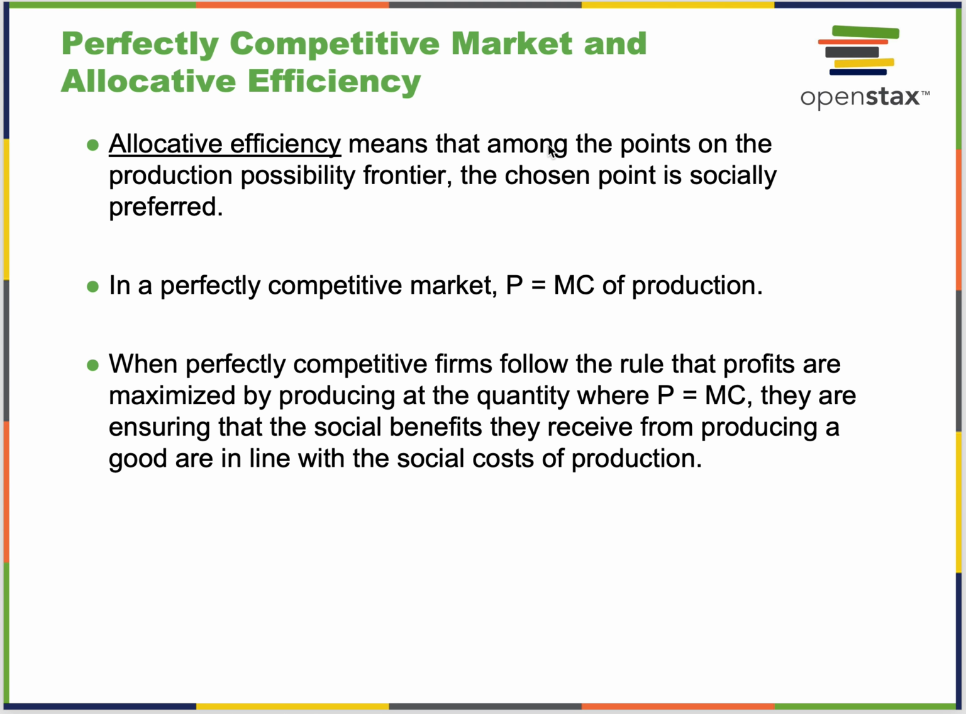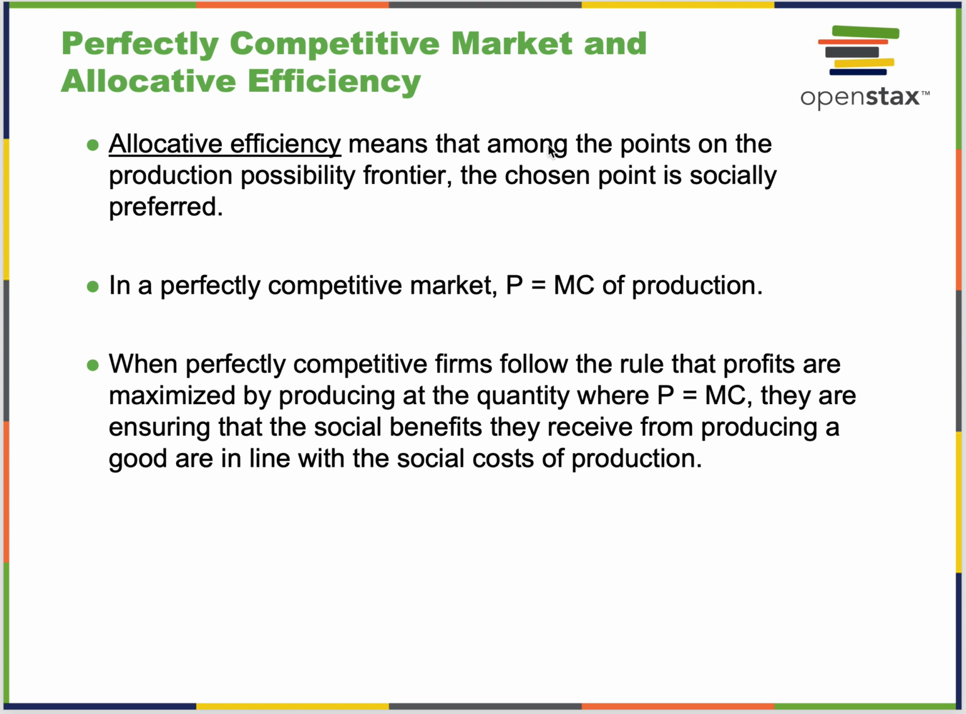Allocative efficiency, again, means that the point on the production possibility frontier is the one that's socially preferred. In a perfectly competitive market, that's where the price, which is marginal revenue, equals marginal cost of production. That way you're not wasting anything. You're making exactly the amount that the market is demanding at the price the market is demanding.